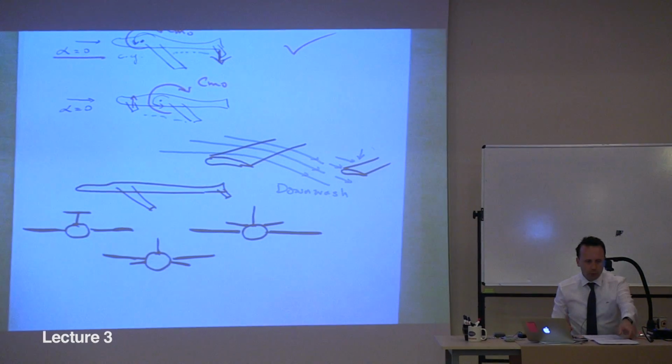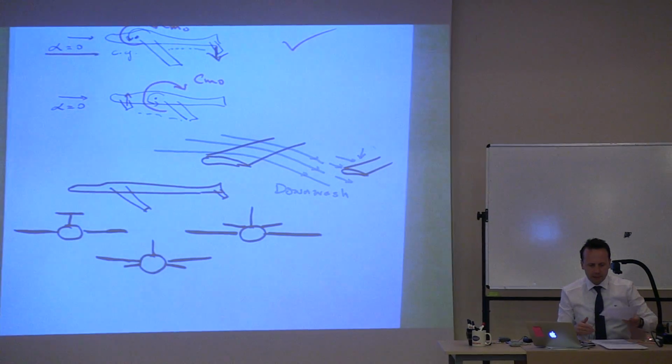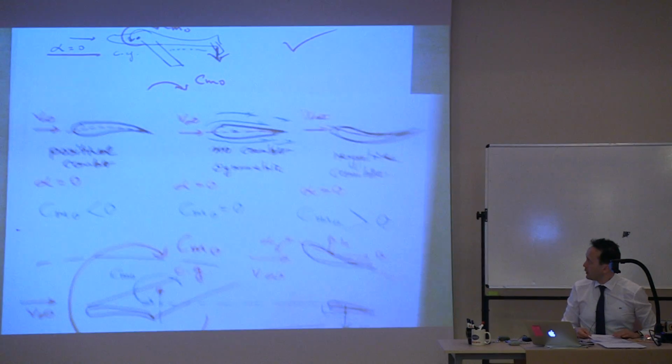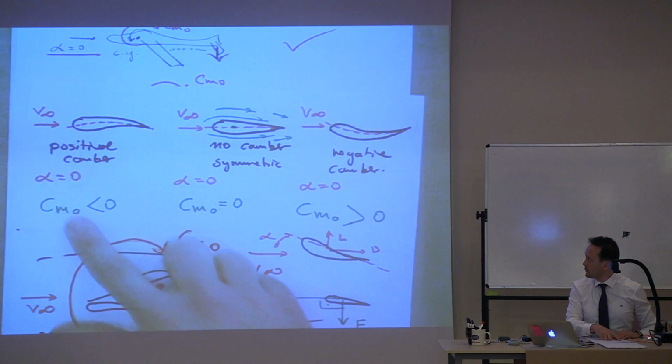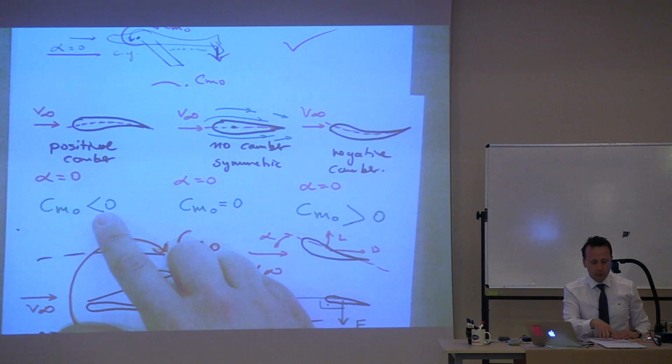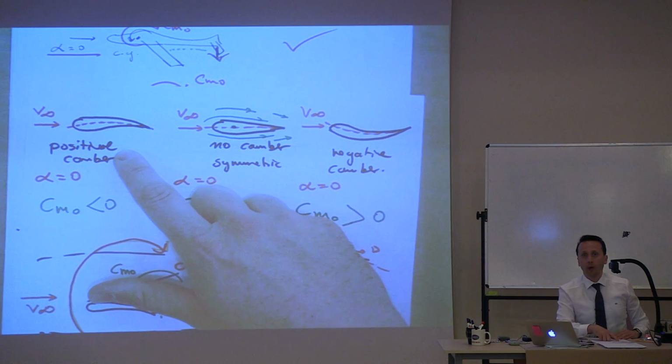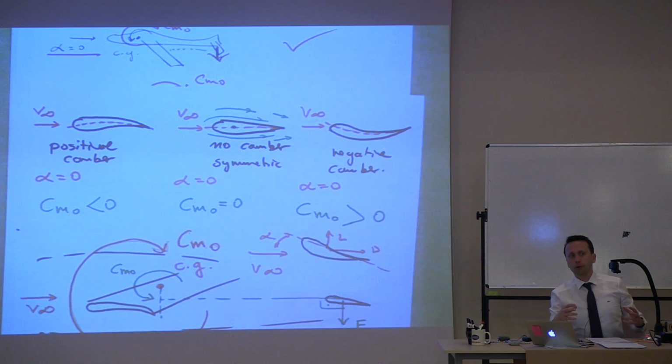There are a few good questions during the break. Let me just clarify some of them. First one is this one here: how do I know that CM0 is less than 0 for a positive camber? Well, there are two ways of looking at this.